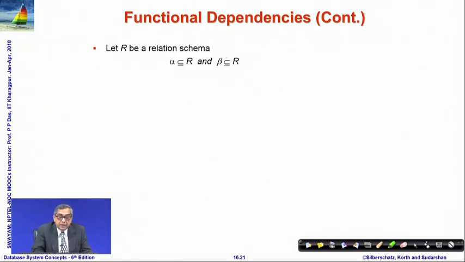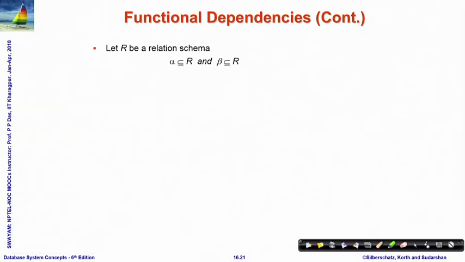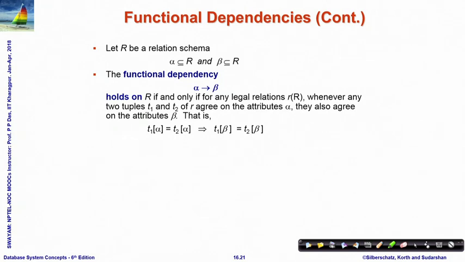Let R be a relational schema, which means that it is a set of attributes, and let alpha and beta be 2 subsets of R. Note this notation: alpha is a set of attributes, beta is another set of attributes, both are subsets of the same R, and we say alpha functionally determines beta. That is, if I know the value of a tuple over the attributes of alpha, then the values of that tuple over the attributes of beta would be fixed.